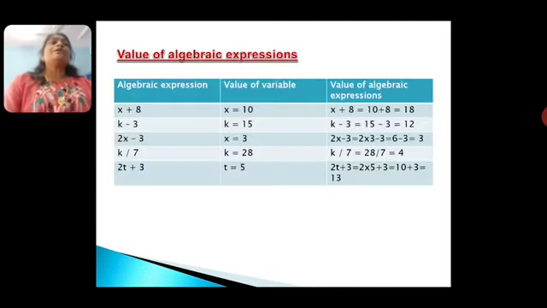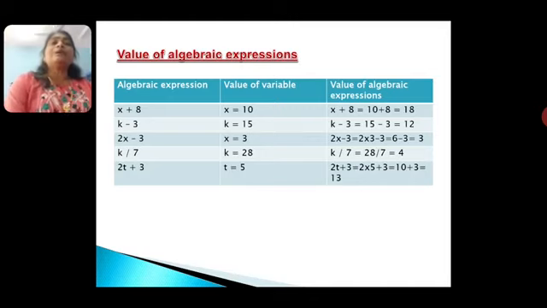Now, value of the variable for algebraic expressions. If we want to find the value of an algebraic expression, then because the variable is not fixed, the value of the variable is given. We can find the value of the expression when the value of the variable is given. First example, x plus 8. If the value of variable x is equal to 10, then the value of expression x plus 8 is equal to 10 plus 8 equals 18.